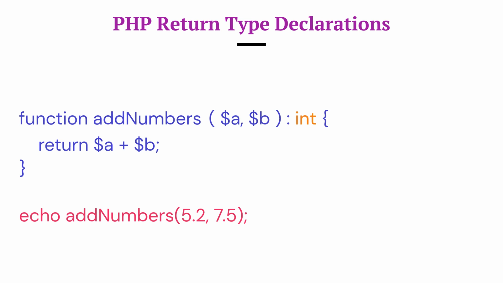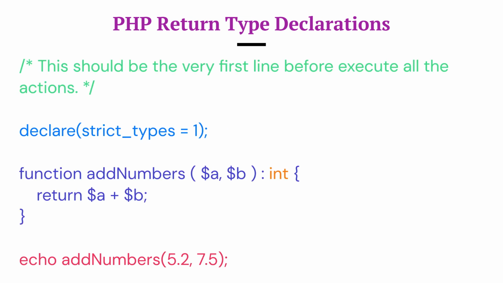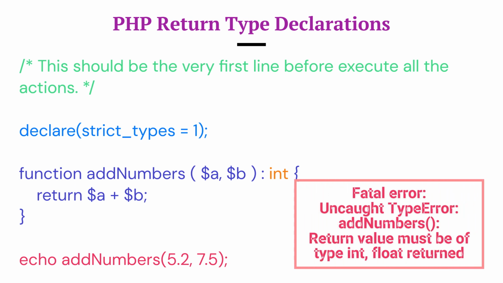Now, if we want to be strict with the return value, then what will happen? What we mean is we do not want to allow the function to update the float value to an integer value when the function type is strictly mentioned as an integer. If we want to create this scenario, then we have to strictly tell the PHP interpreter or parser to do so. For that, we can add a strict type declaration at the top of the PHP page. Let's see it in action. In this case, we will receive a fatal error.